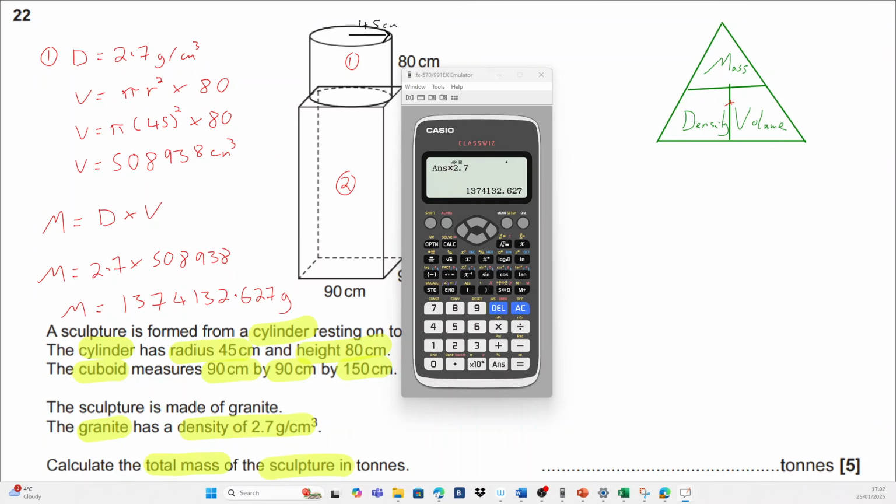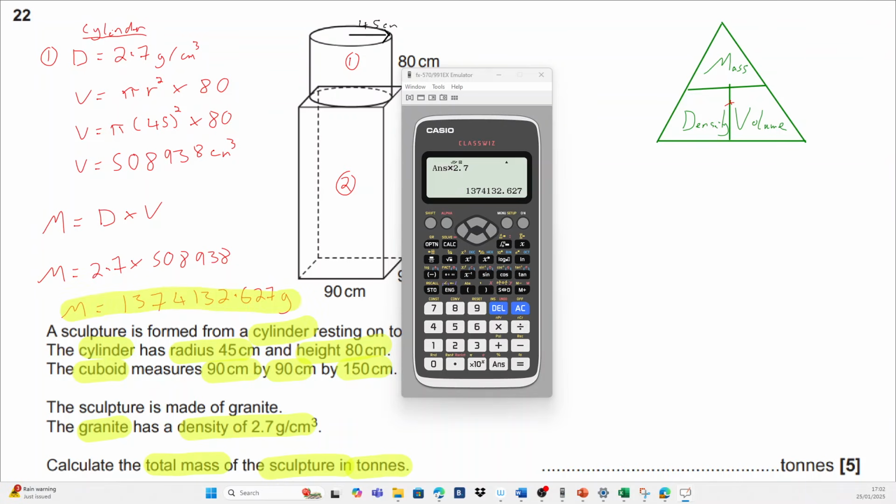Okay, but notice at the end you want the question to be in tons, but this is fine for the time being. So this is the mass of the cylinder to begin with. Okay, it's shape 1, and let's just highlight this so we can refer to it later.